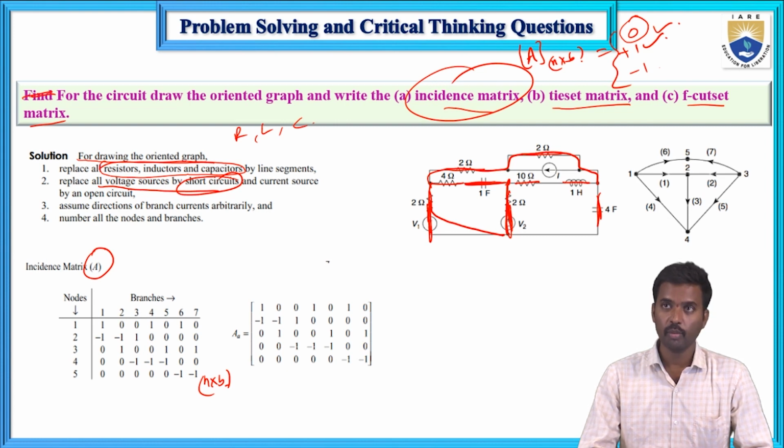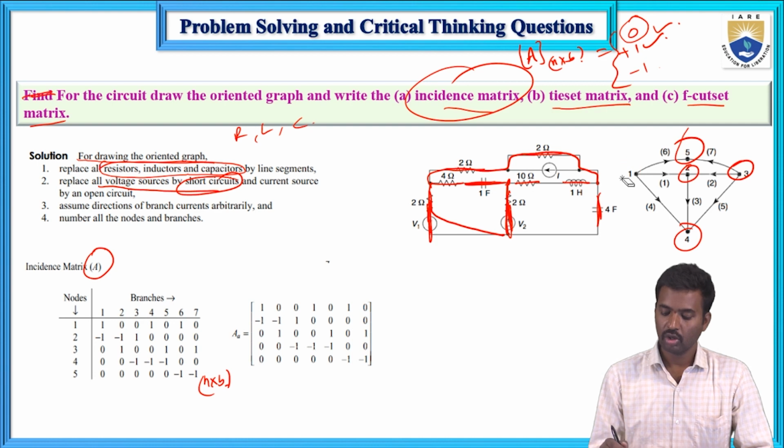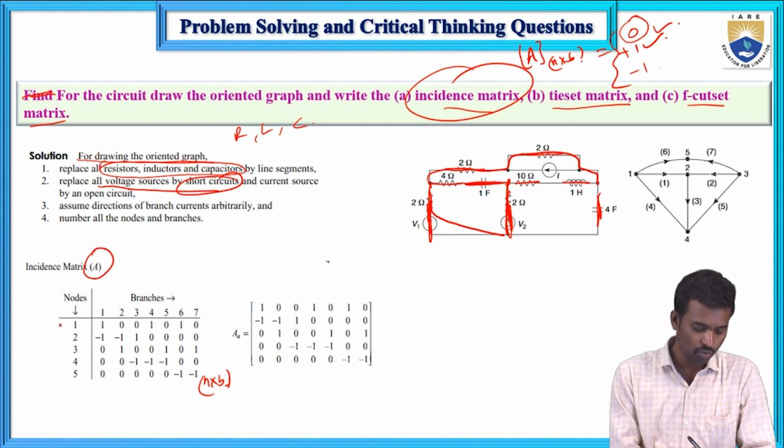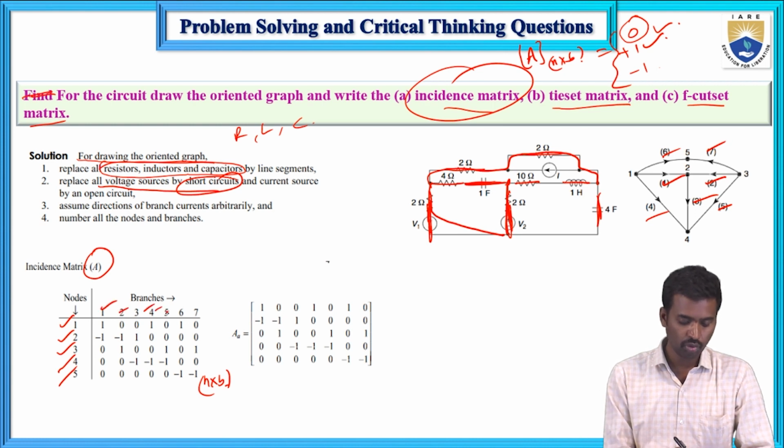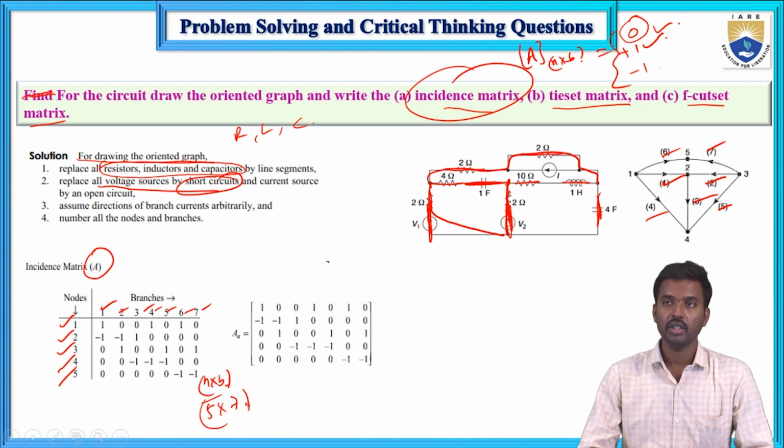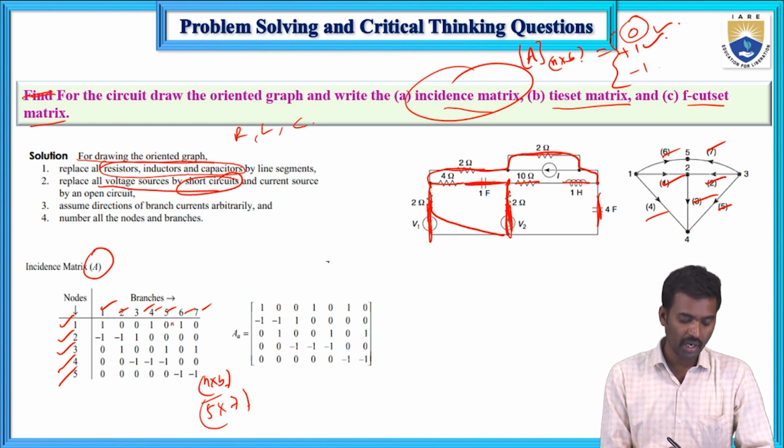Now the number of nodes in the given network, in the graph, is 1, 2, 3, 4 and 5. So the number of rows is 5. Next, the number of branches is 1, 2, 3, 4, 5, 6, 7. Number of nodes cross number of branches, so the matrix size is 5 by 7. Now fill these elements in the 5 by 7 matrix.